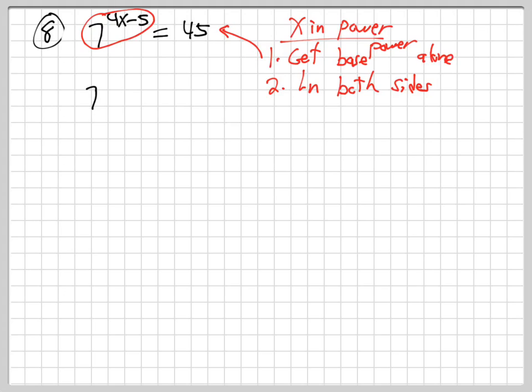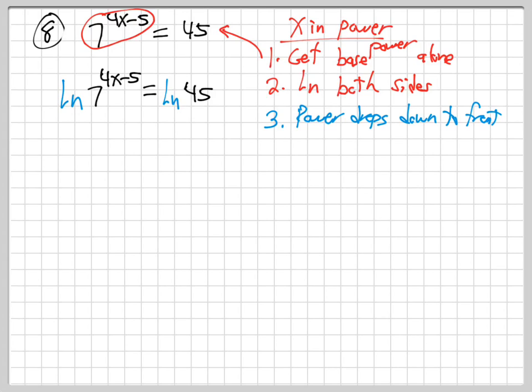So I'll rewrite it here. 7 to the 4x minus 5 is 45. And now we ln both sides, natural log on both sides. Step 3, the power drops down to the front. So this whole power drops down to the front, and you put parentheses around it. 4x minus 5 times ln 7 is ln 45. So you put parentheses around it like that.